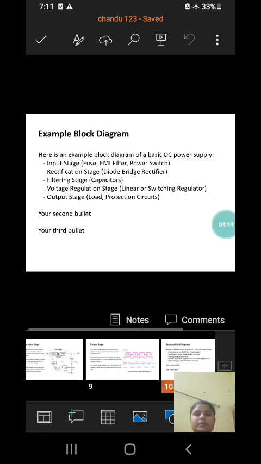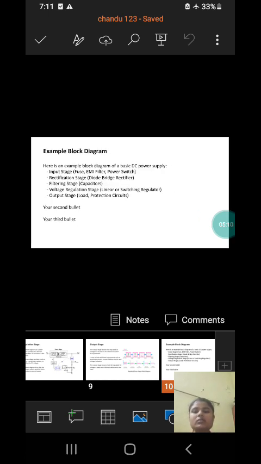Example block diagram. Here is an example block diagram of a basic DC power supply. Input stage: fuse, EMI filter, power switch. Rectification stage: diode bridge rectifier. Filtering stage: capacitors. Voltage regulation stage: linear or switching regulator. Output stage: load, protection circuits.